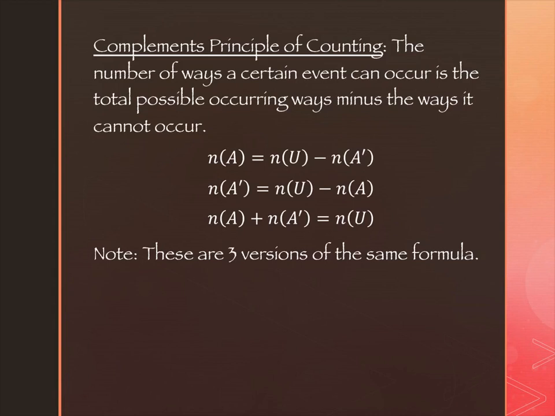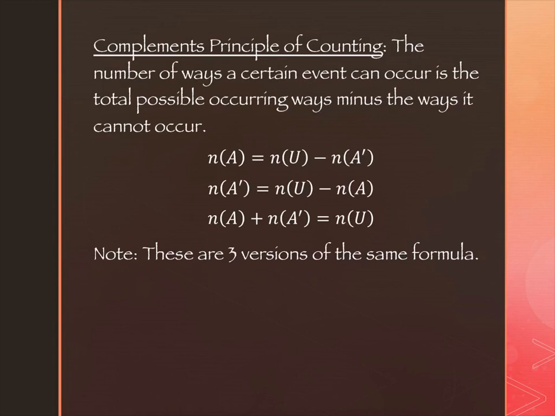It tells you the relationship between the number of ways something can occur and would not occur. So if we want to find the number of ways that event A happens, it's the number of ways any event can happen minus the number of ways it doesn't happen. You'll recognize that notation, A prime. We saw that back in chapter 2, our first unit. It means the complement. It means not A. We could write the same statement for the complement: the number of ways the complement happens is the number of ways anything can happen minus the number of ways A can happen.